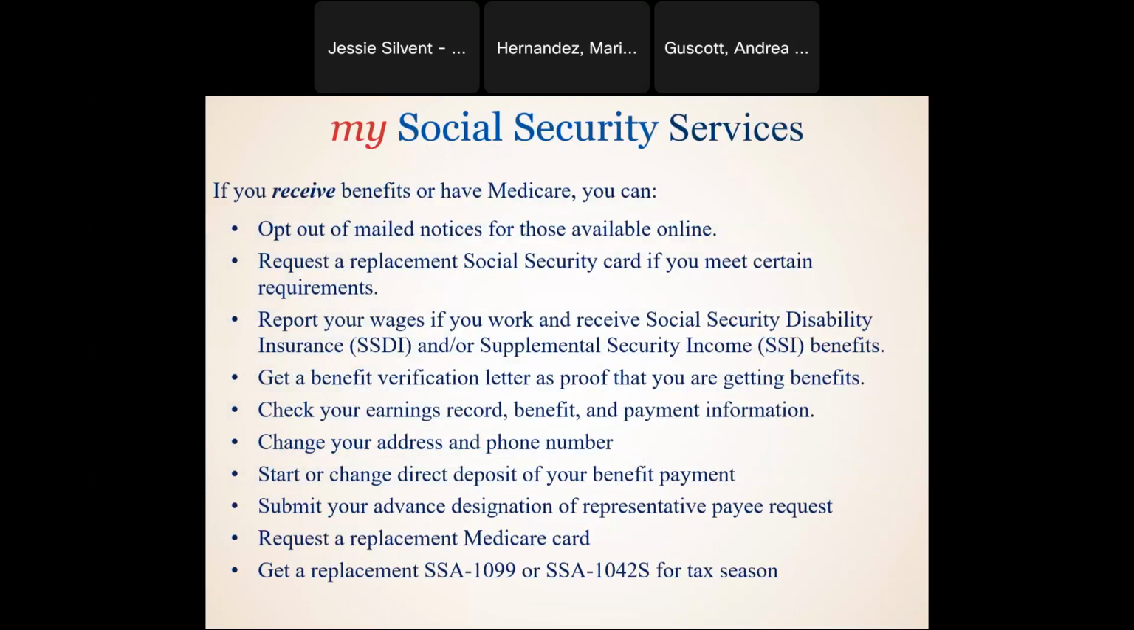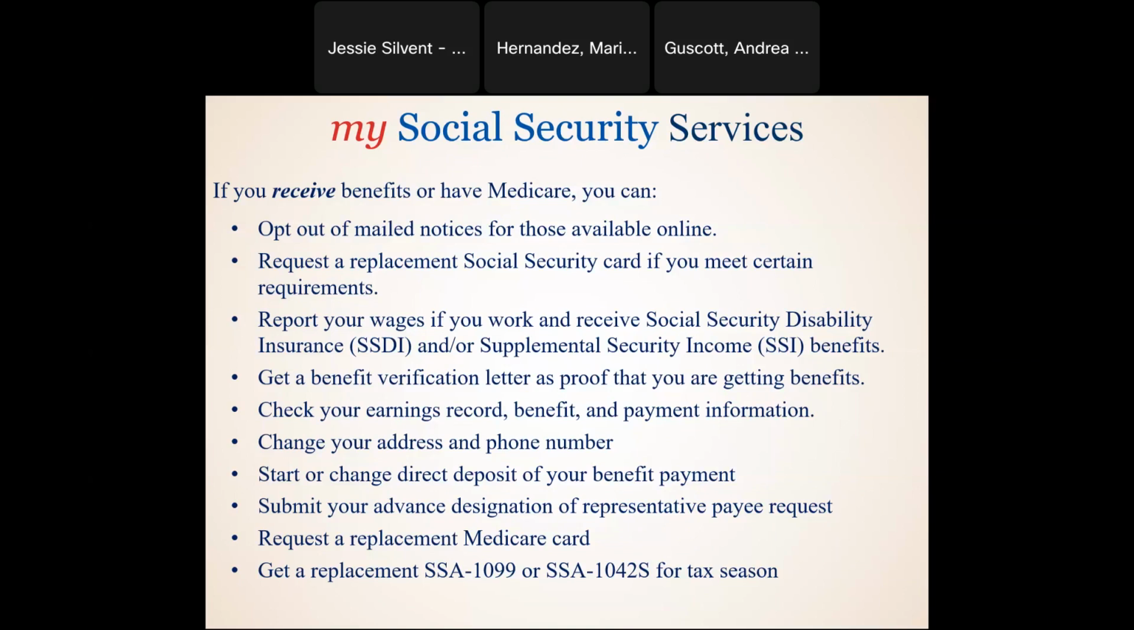These are some of the most popular online services available to someone who currently receives benefits or has Medicare coverage. They can opt out of mail notices for those available online, so instead of getting letters mailed to your home address through snail mail, it goes right to your email. Someone can also request a replacement Social Security card should they meet certain requirements. Generally, that's just having a valid, unexpired government ID.